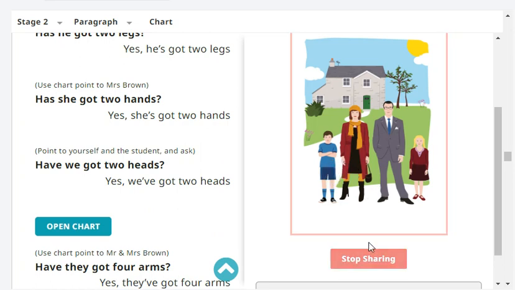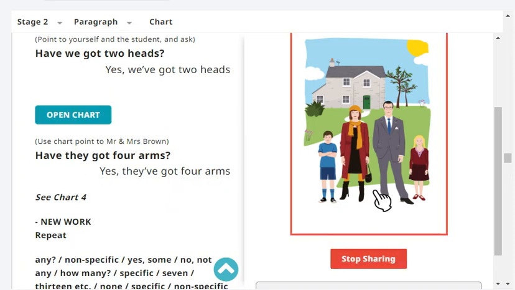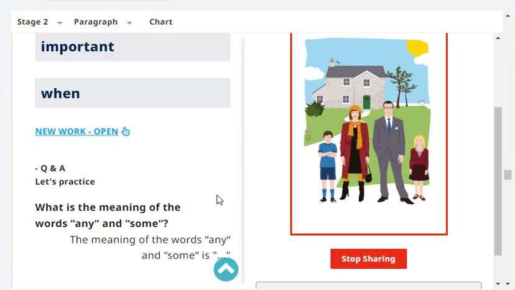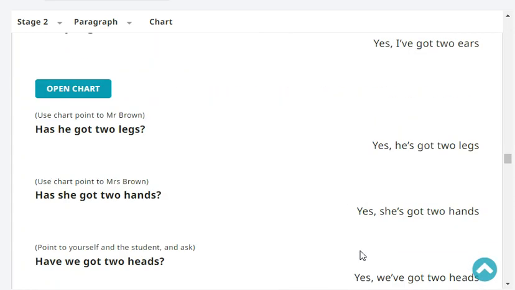Have we got two heads? Yes, we've got two heads. Have they got four arms? Yes, they've got four arms. Very good.